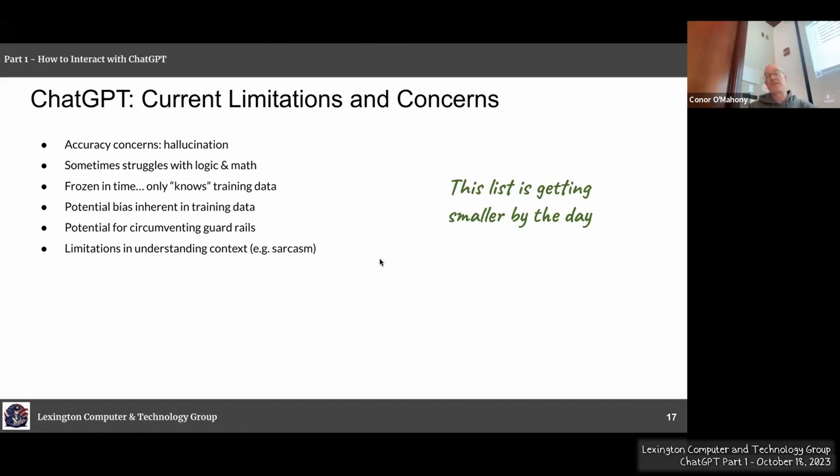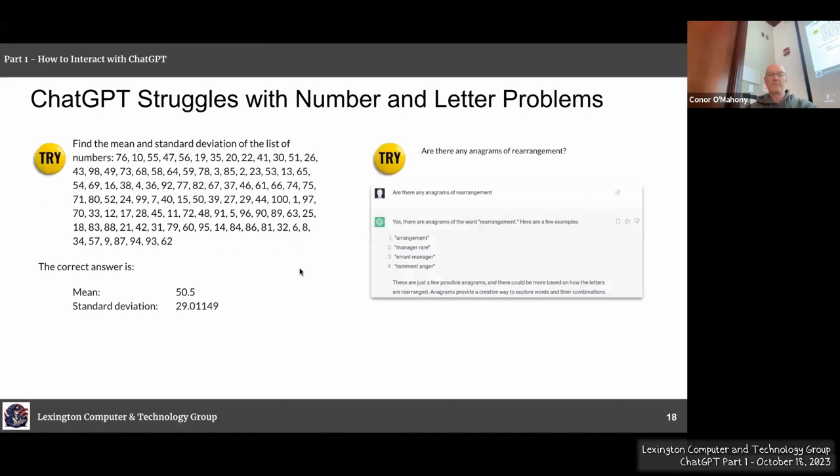So it's very impressive with some contexts, but certain types of contexts, like sarcasm, it struggles with. Now, let me rearrange so I can read my chart. Okay, it struggles with number and letter problems. Getting it to do some math, it's just going to get it wrong, particularly with certain types of problems, long lists of numbers. Again, so this, do you want to try it?